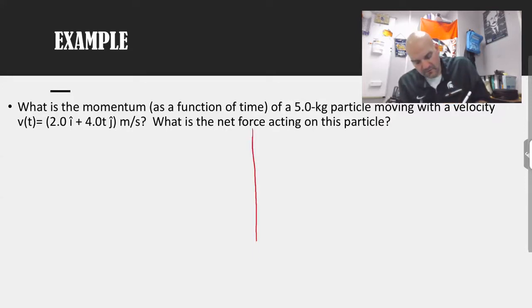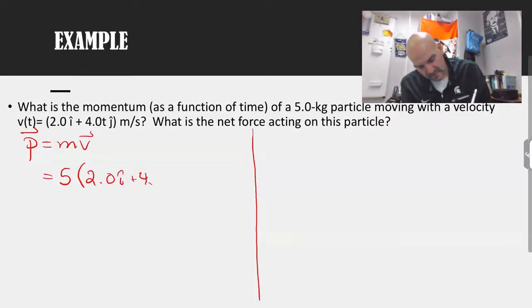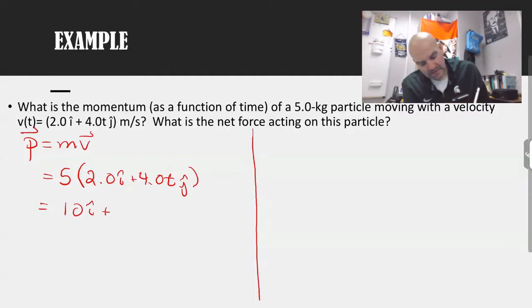Okay, so we have two parts to this, right? So we're going to find the momentum first, right? So p is equal to mv, okay? So all I have to do here is do 5 times my vector, and that'll give me the momentum of this object. So 5 times 2 i hat is going to be 10 i hat. And then 5 times 4t is going to be 20t j hat.